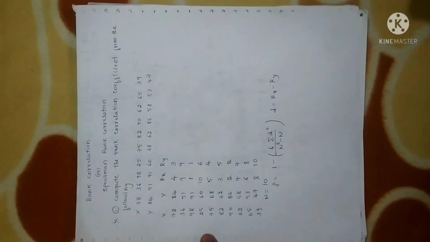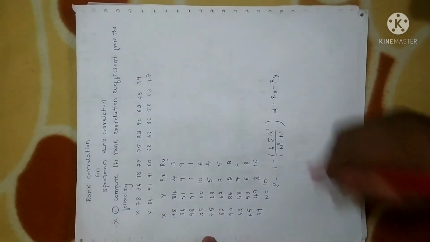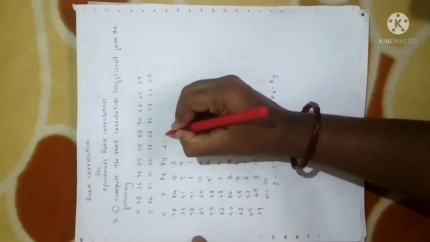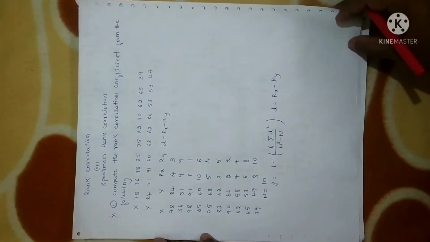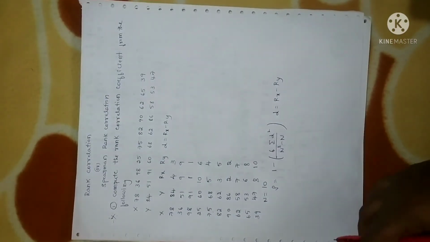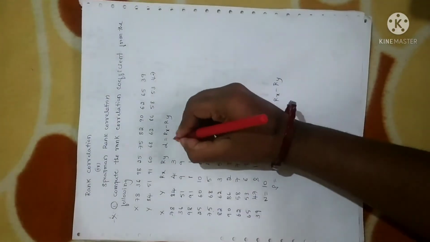Fine. Now let me substitute the values. That is, we need to calculate the d value. So d is equal to Rx minus Ry, meaning you have to subtract the values. That's all. So the problem is very simple. The only thing is you need to remember the formula. Fine. So 4 minus 3 is 1.